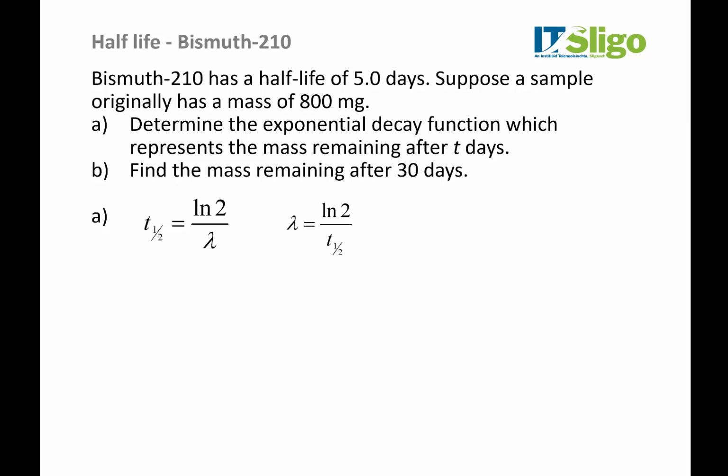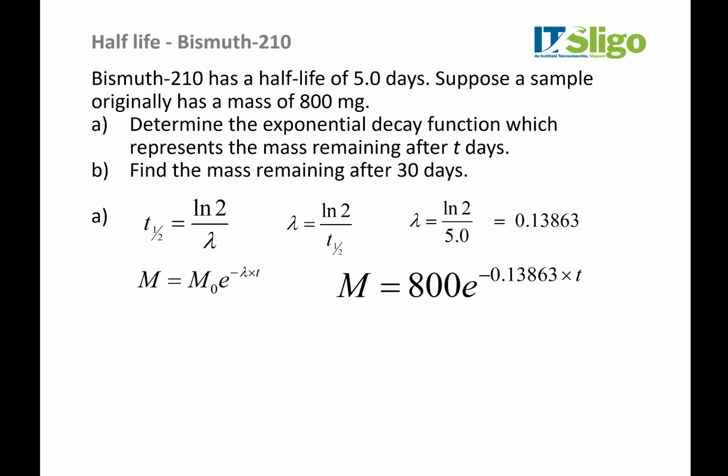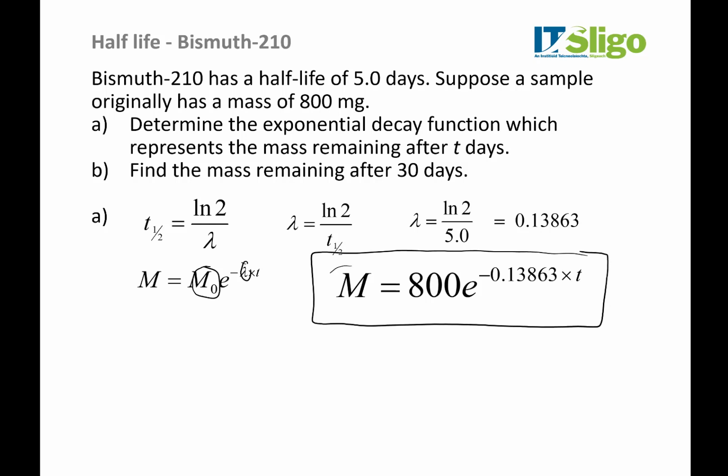Now, as I said, I know the half-life. It's 5. So I just get my calculator. And now I have my value for lambda. Again, I keep it to 5 significant figures. So now I know lambda. I know m0. I know, well, t is a variable. So m0 is 800. Lambda I've just calculated. And this now is the function that relates the new amount to time.